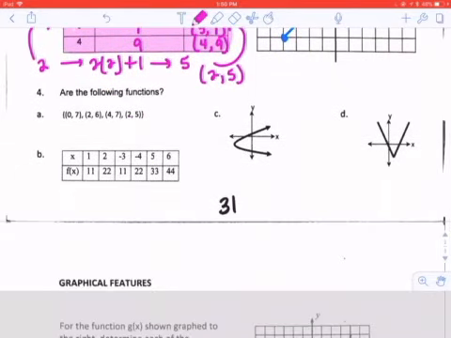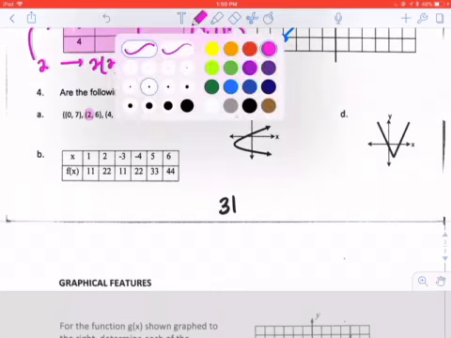And then 4. Are they functions? Yes or no. They're functions if each x has exactly one y. So A, 0, 2, 4, 2. These 2's repeated, so no, this is not a function.